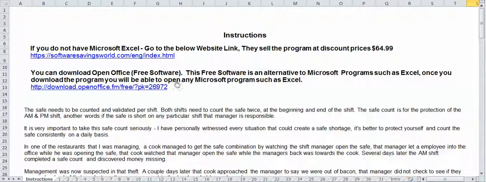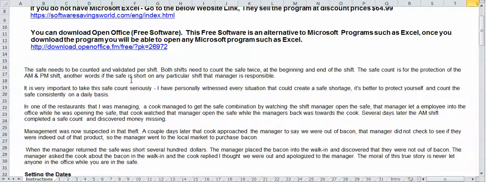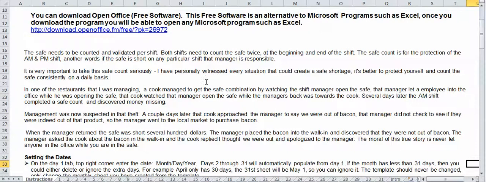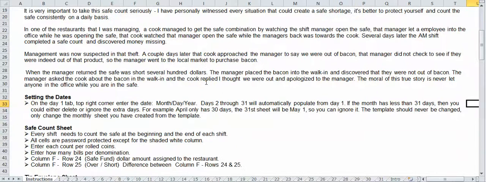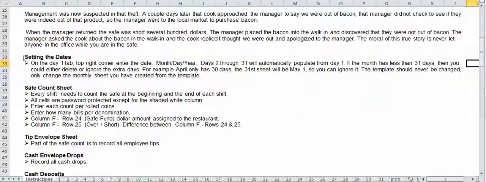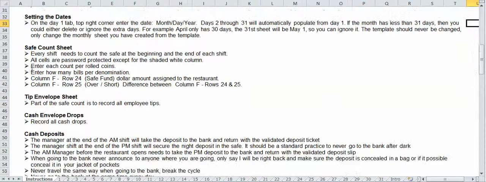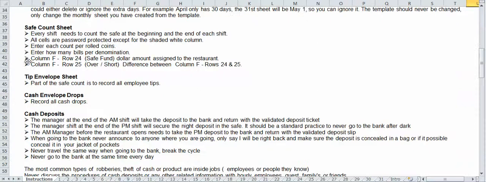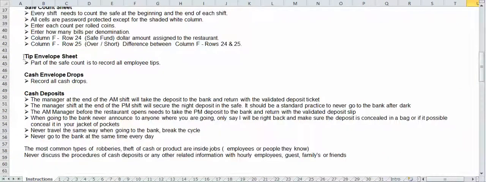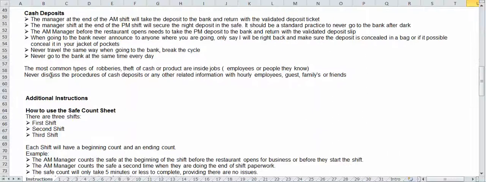Okay, the Safe Count Sheet. We have links up here as places where we found that you can either buy the software or download the free OpenOffice software. And we have some points as far as things that have happened to us and we've witnessed in the past. We're going to tell you today about setting the dates and the Safe Count Sheet itself and what the cells are, the tip envelope sheet, the cash envelope drops, and the cash deposits.